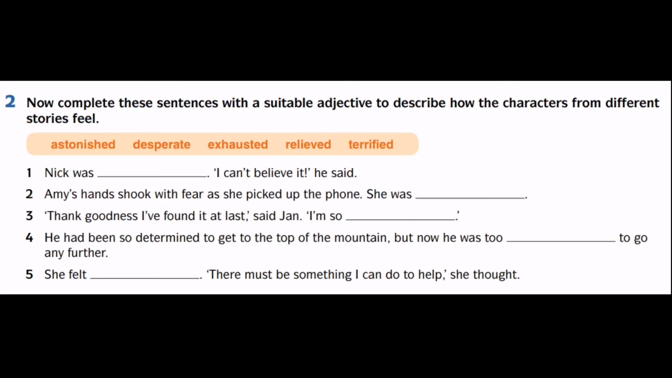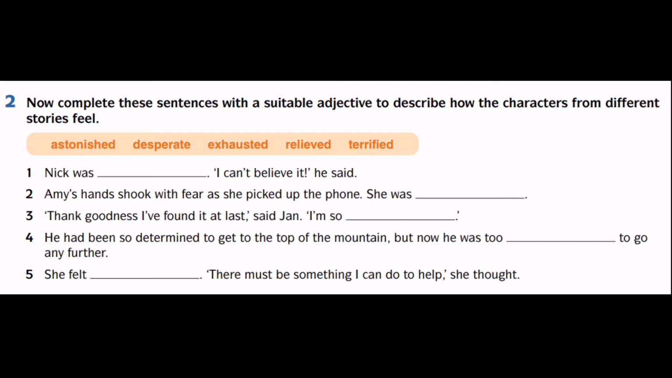Now, complete these sentences with a suitable adjective to describe how the characters from different stories feel. Remember, I told you just now, in order for you to write a good story, you have to have the vocabulary, especially in terms of verbs, adverbs, and adjectives. So that's why these kinds of exercises, question number one and two, are actually good for you to level up your vocabulary, to enhance the number of words that you have inside your mind. Okay, so we have astonished, desperate, exhausted, relieved, and terrified. I am sure that we don't have to discuss the meaning of the words, because if you have problems understanding the meaning, you can always pause my video and try to find the meaning via Google or your online dictionary.